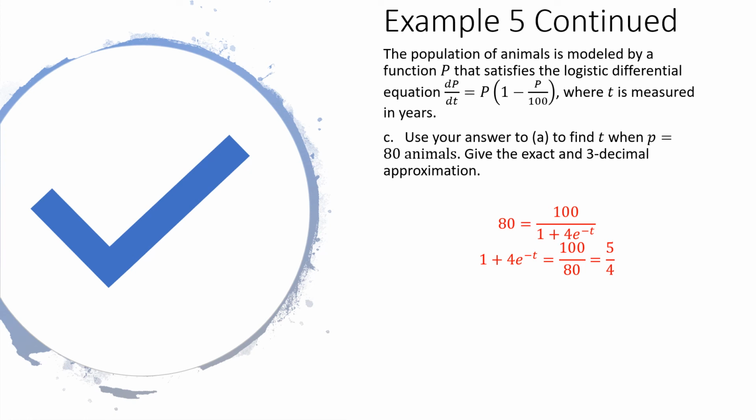I'm going to subtract 1 on both sides to get 4 e to the negative t equals 1/4. Dividing by 4, I get e to the negative t equals 1 over 16. Taking ln of both sides, I get negative t equals negative ln of 16, or t equals ln of 16 years as an exact answer, or t equals 2.772 years as a decimal answer.